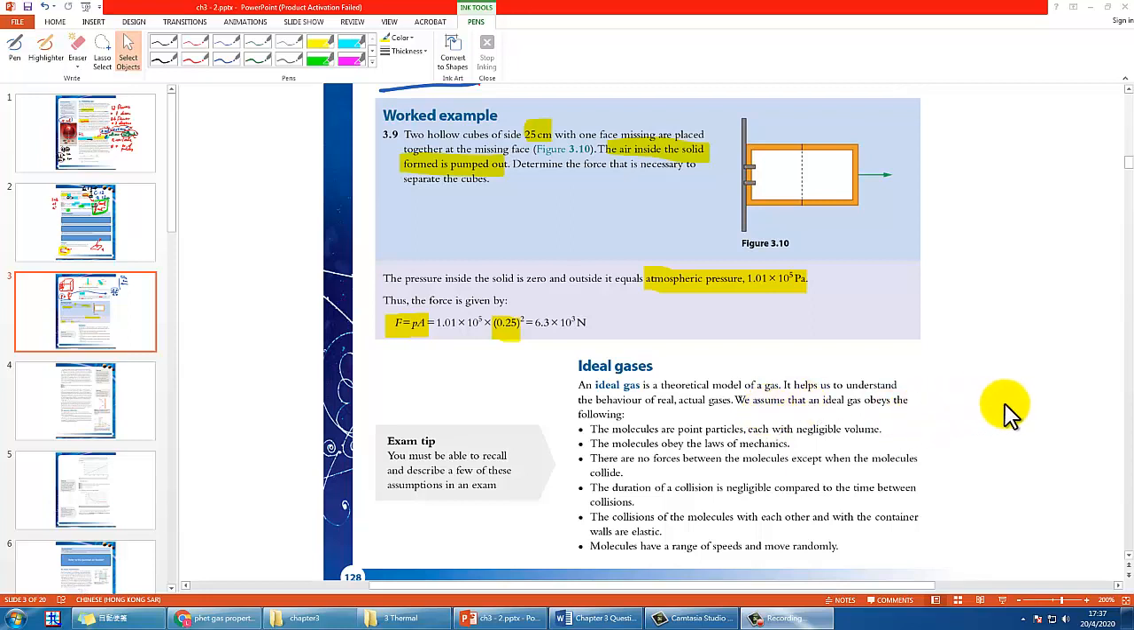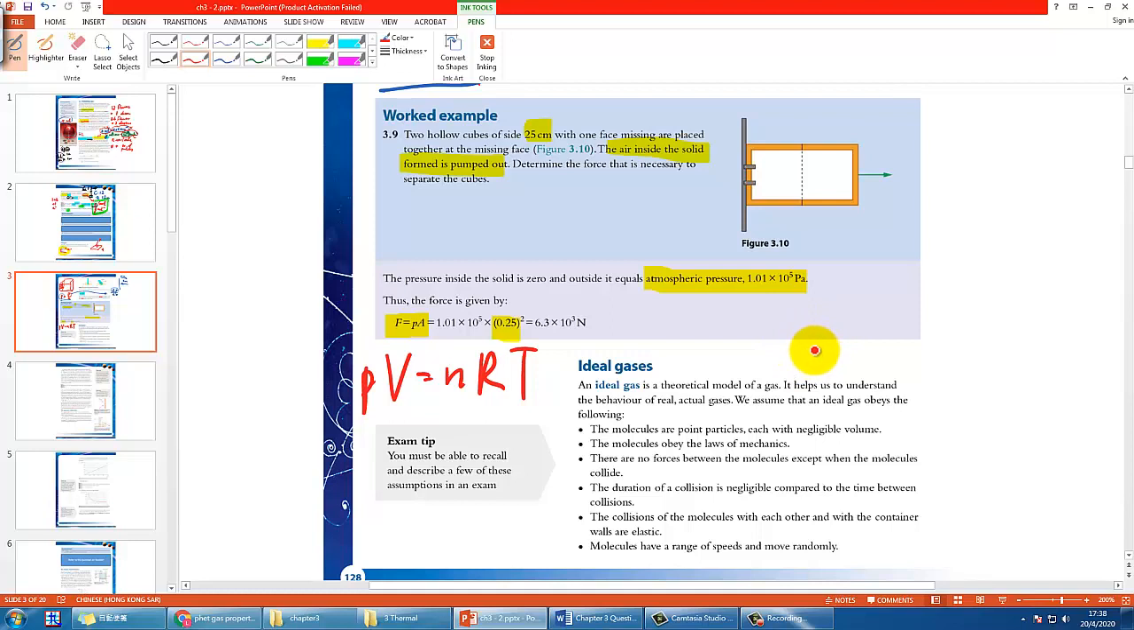Okay, finally, the most important part, also known as the main course of chapter 3, which is the ideal gases. So you should have heard of the ideal gas law, which is the equation PV equals nRT. Let me put it down here. So PV equals nRT.